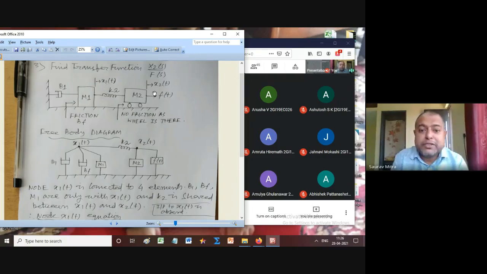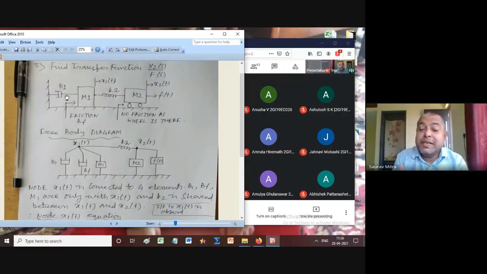x2(t) is a bigger displacement because it is connected to m2, and m2 and f2 are very close, and k2 is there between mass m1 and m2. Mass m1 is without wheel, so I have shown a friction Bf. This is the third numerical, everything is in it. If you understand this numerical, all numericals are done. Any difficult numerical I ask you, you can solve it. This is m2, there is no friction, so there is no wheel, and here friction is there, that's why a wheel is there, and this is b1.